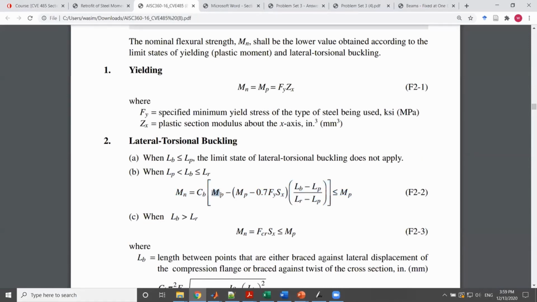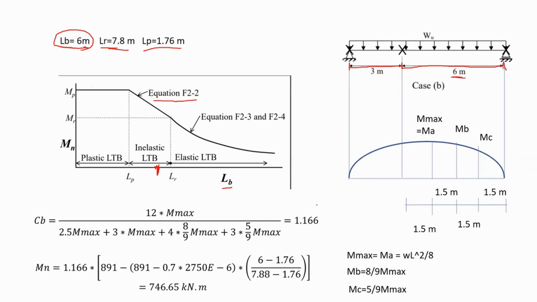So I can obtain MP, I can obtain all these values. I already have LB, LP, LR. I just need CB. Now it is true that the moment diagram did not change, but since the lateral torsional buckling supports have changed location, I have to consider not all the moment diagram, but the moment diagram between these two bracings.